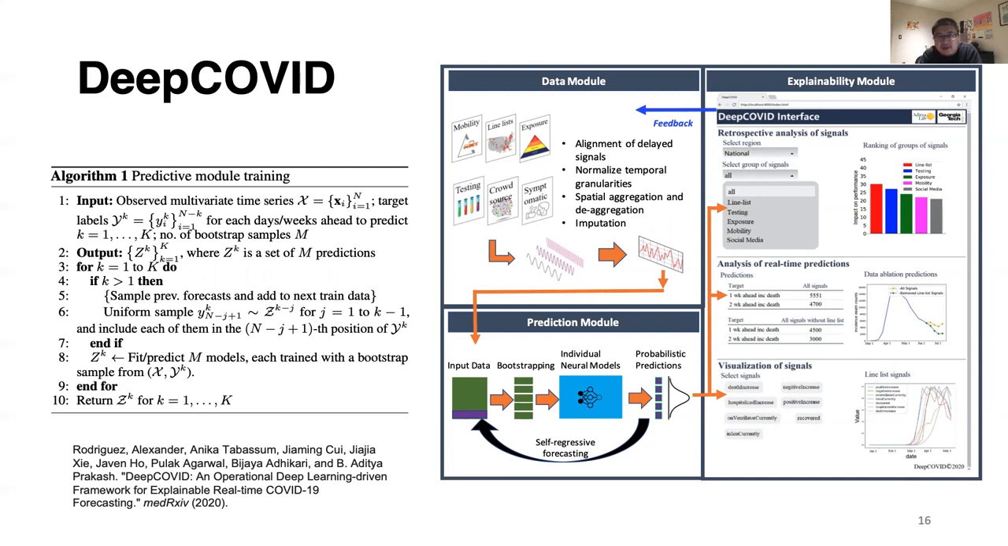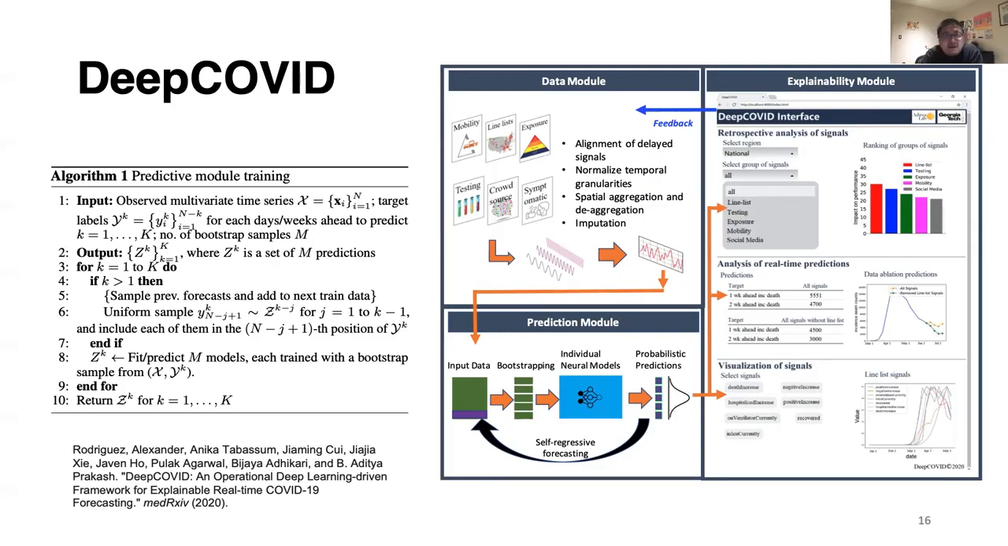called Deep COVID. And the figure on the right shows the schema of the Deep COVID framework for real-time COVID-19 forecasting, which includes several modules. The data module is dedicated to data preprocessing, such as imputation of missing values, aggregating at the right temporal and spatial resolution. And the prediction module generates probabilistic forecasts based on the curated data. Finally, the explainability module allows both the real-time and retrospective analysis of forecasts to build intuitive explanations.